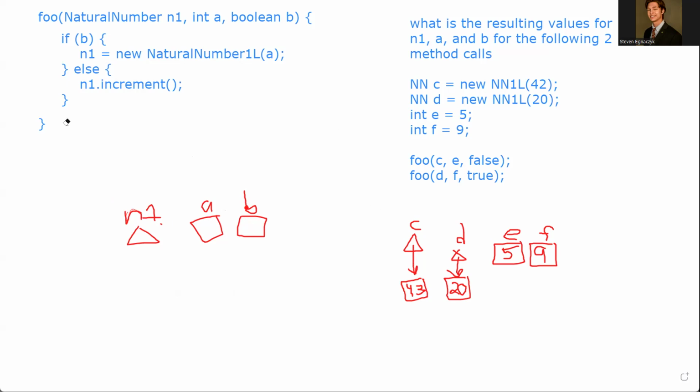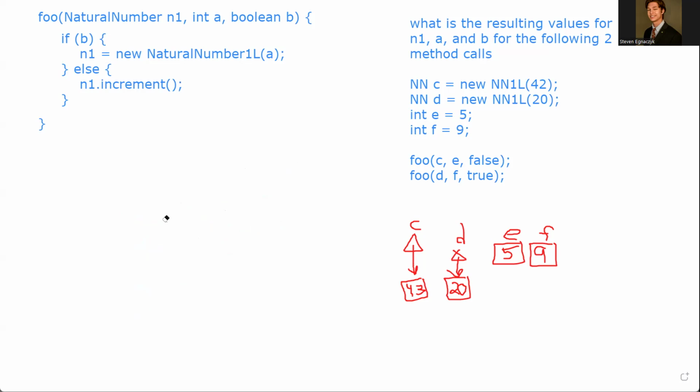Okay. Now we can go to the second example, which is now n1 is pointing towards, what is it? No, this thing. D, which is 20. A gets copied in as F, which is 9. And then B is true. So since B is true, n1 is going to equal a new natural number. And this is the example that we just saw, where now n1 is pointing towards a new natural number of value 9. And then after the method call is completed, since we don't keep around variables that long, these guys all get deleted.